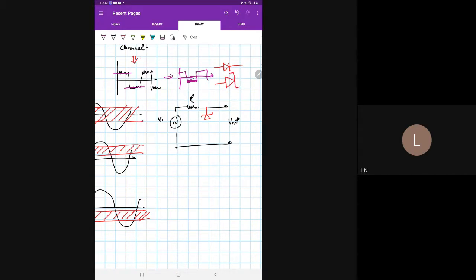Symbolic representation of Zener diode. तो इसकी symbol जो है Zener diode की ऐसी होती है. Zener diodes, I'll tell something about Zener diodes. They are just like normal diodes.